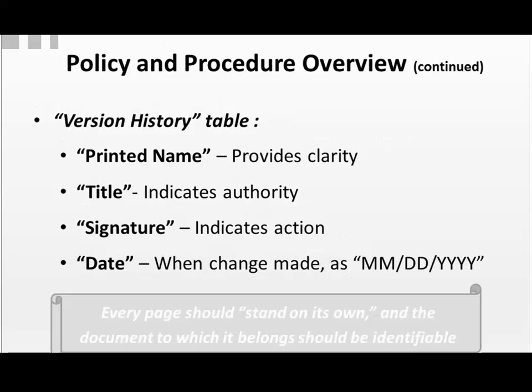There should also be a version history table with a printed name that provides clarity as to who made any kind of change to this particular document. The title of the person indicates their authority to make that change, and the signature indicates that the change was made, and the date on which it was made is added. Every page has to stand on its own, and the document to which it belongs should be identifiable.